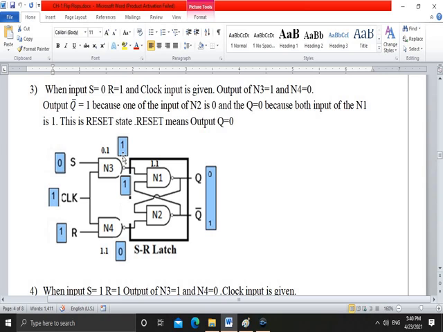Its inputs are both 1 1. So output of 1.1 is 1, complement 0. Now we have found both the outputs. Output is 0 and 1. We have to write this. Output Q bar equal to 1 because one of the inputs of N2 is 0, and Q is 0 because both the inputs of N1 are 1. This is a reset state. Reset means output Q equal to 0.